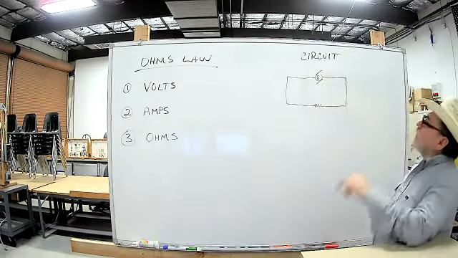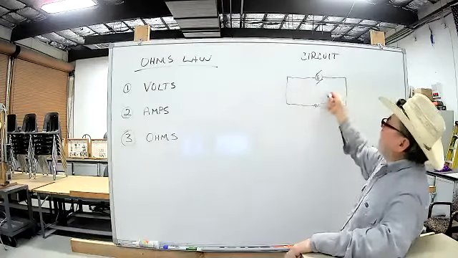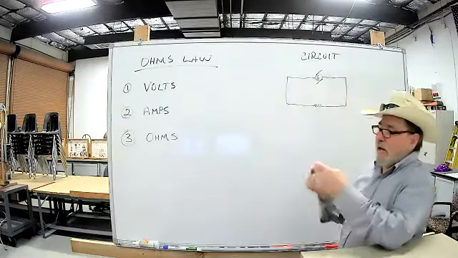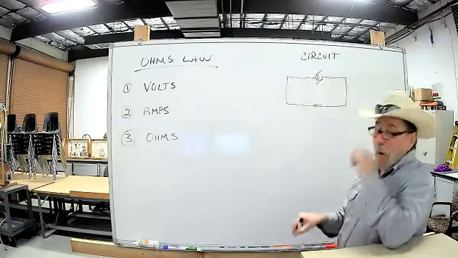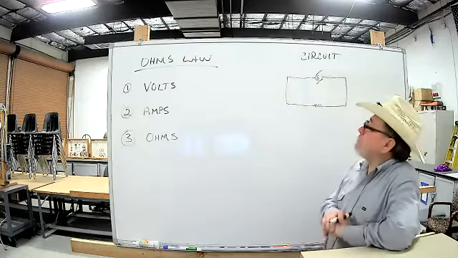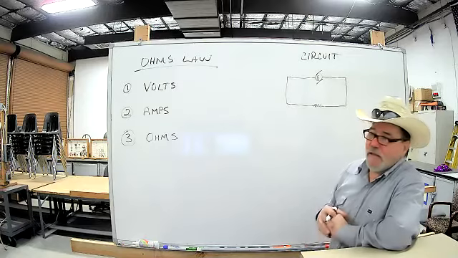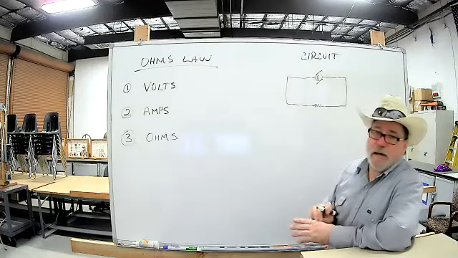Now, what Ohm's law does is it helps you figure out stuff you don't know. So you can design a circuit, or you can measure stuff. You may not know all three, and you can figure out maybe what's wrong with that circuit. Why is that piece of equipment not operating like it's supposed to?